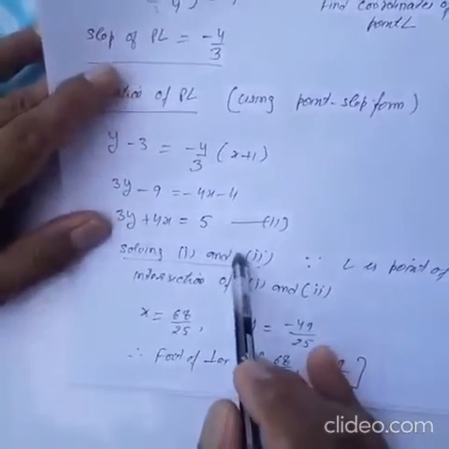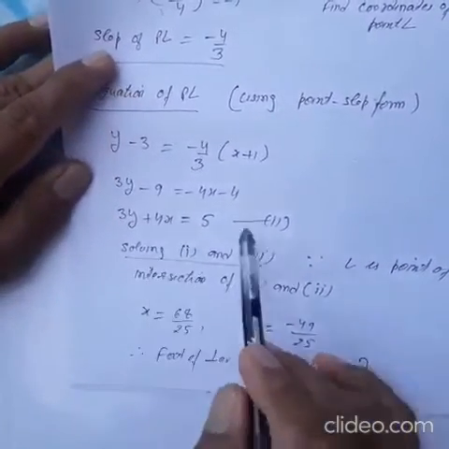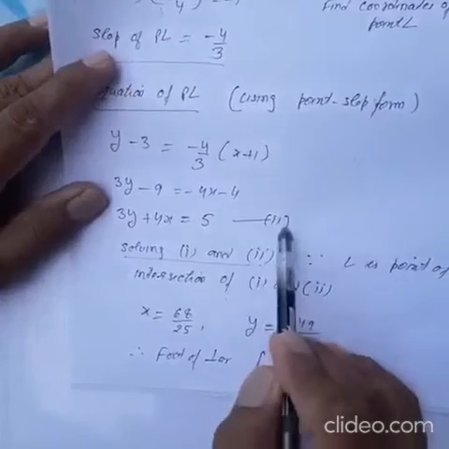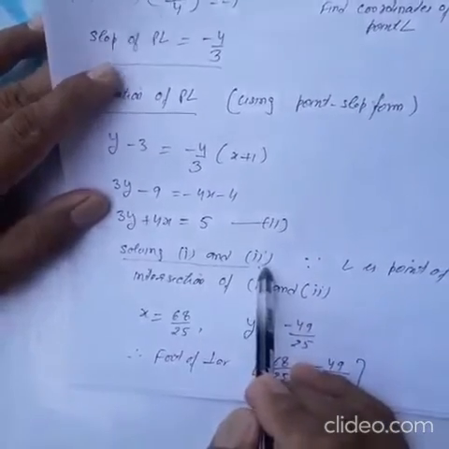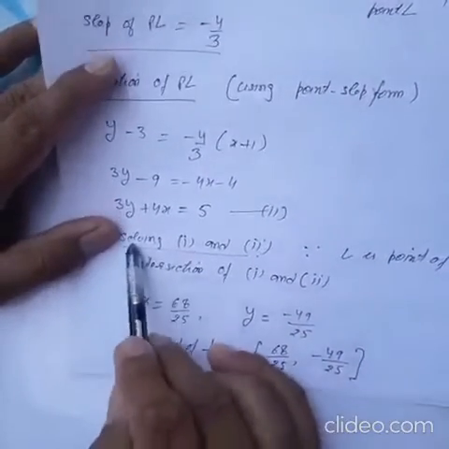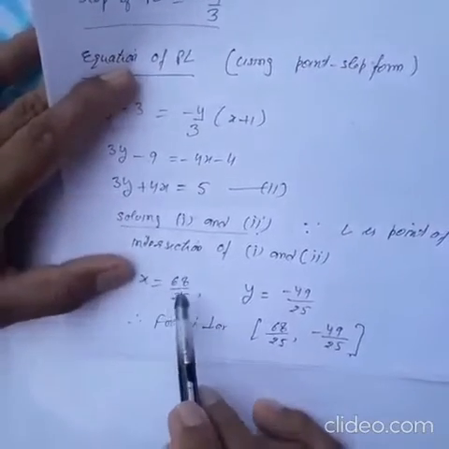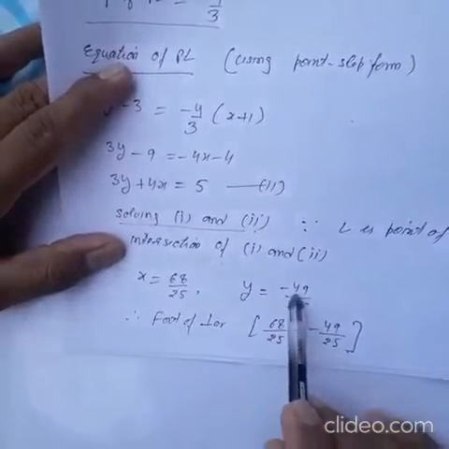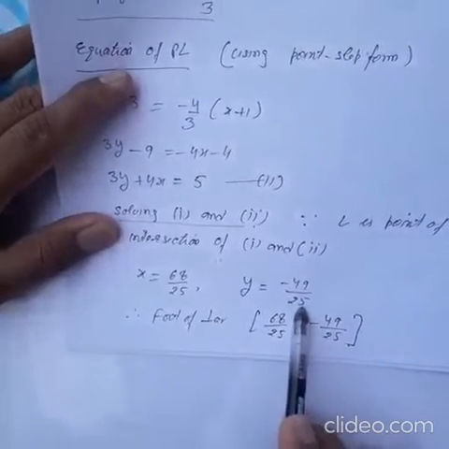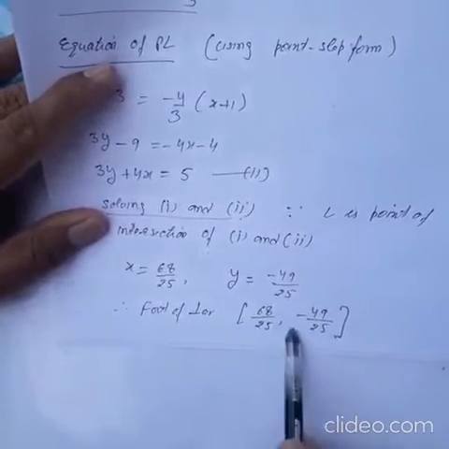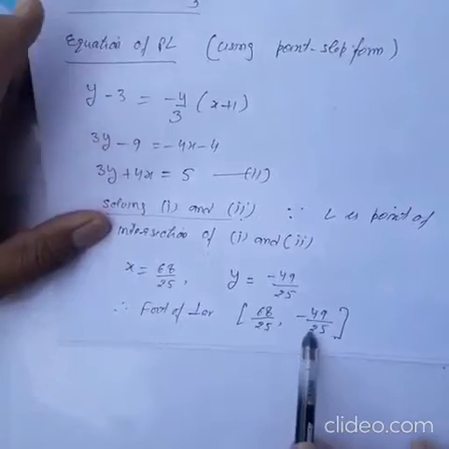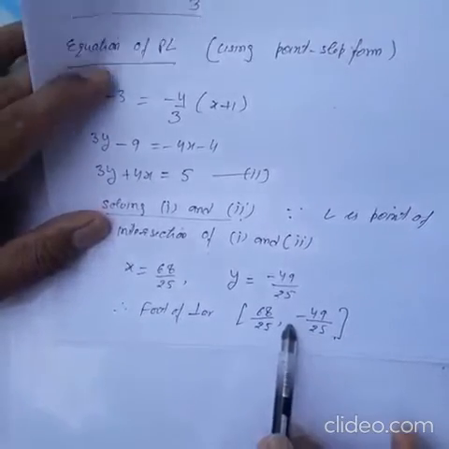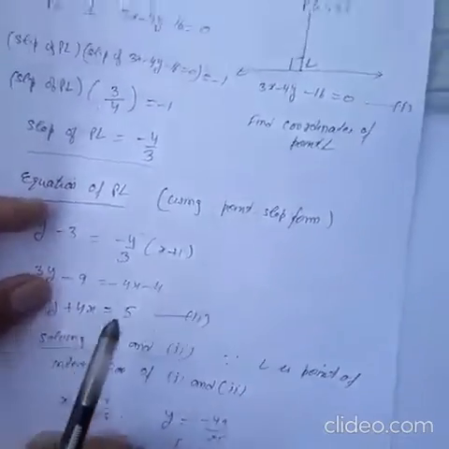To find the point of intersection, we have to solve the first and second equations. You can use the elimination method. By solving, the value of x is 68 upon 25. The value of y is minus 49 upon 25. And this is the required foot of perpendicular. This is the answer. I hope it is clear to you all.